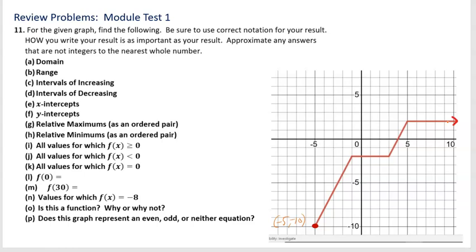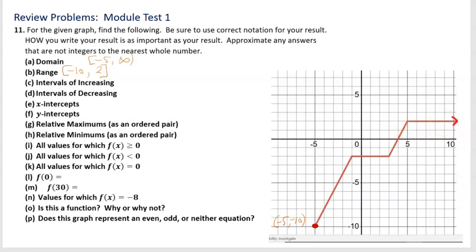So the domain is going to be -5 with a bracket all the way to positive infinity on the right. The range, low to high, the lowest it goes is -10. So once again, I'm going to have a bracket, -10, not a parenthesis, but a bracket. Now, it doesn't go up forever, right? It goes up to 2. That horizontal line right there is at 2. And it stops. So I include the 2. It doesn't go any higher than 2 because that's constant over there.